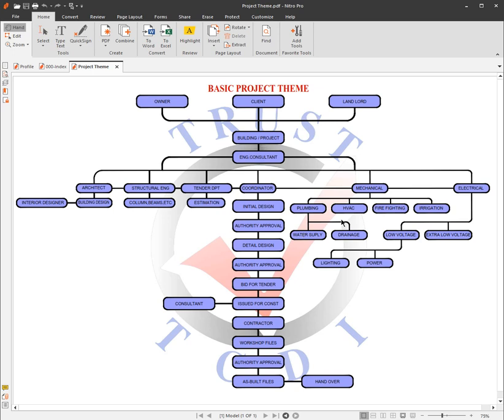Drainage system is also called sewerage system as well. So after that, HVAC engineer. HVAC basically stands for heating, ventilation, air conditioning. In this system, it deals with the air conditioning system in entire building.